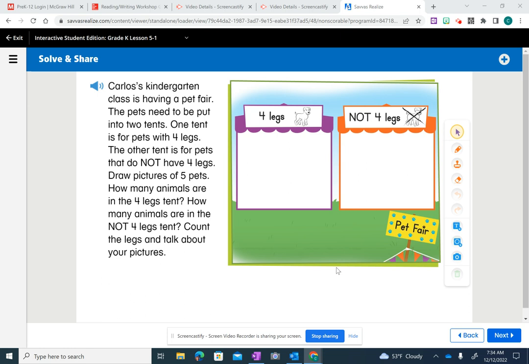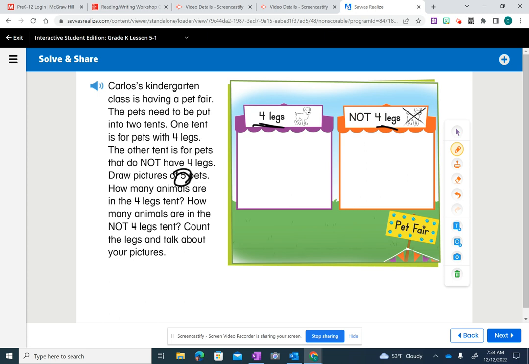Draw pictures of 5 pets. How many animals are in the 4-legged tent? How many animals are in the not 4 legs tent? Count the legs and talk about the picture. So we have to draw 5 pets in all. So keep that. Some of them have 4 legs and some of them do not.